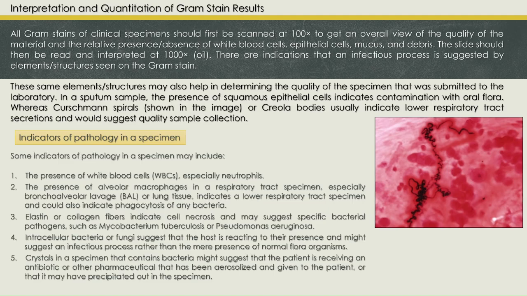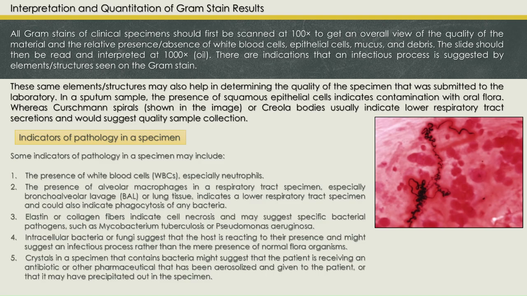In a sputum sample, the presence of squamous epithelial cells indicates contamination with oral flora, whereas Curschmann spirals, shown in the image, or Creola bodies usually indicate lower respiratory tract secretions and would suggest quality sample collection. Indicators of pathology in a specimen.